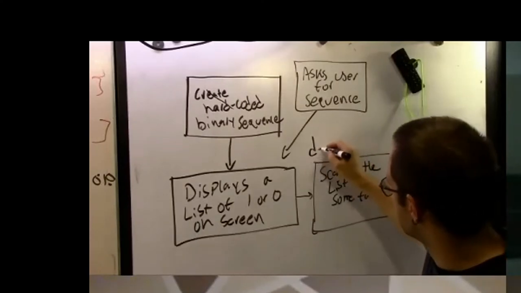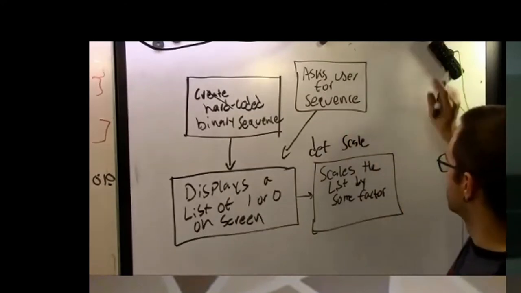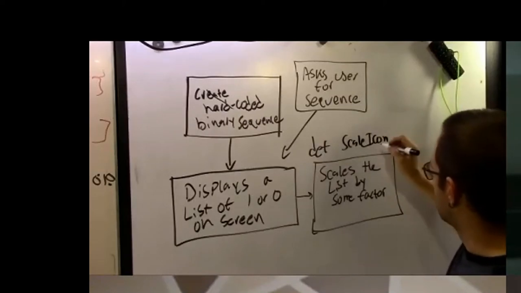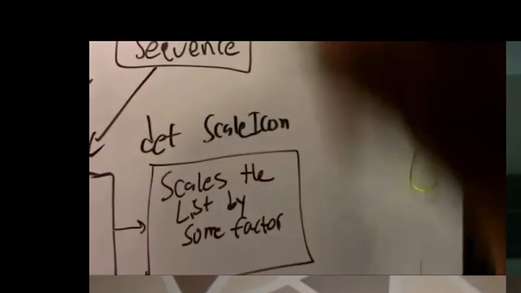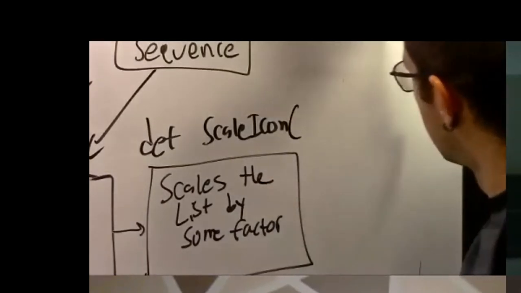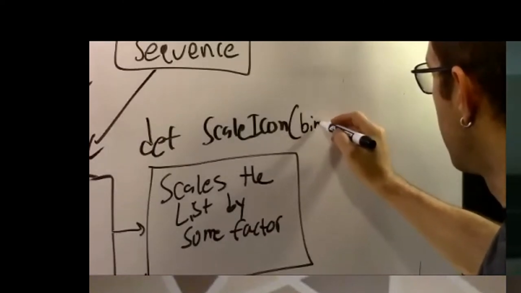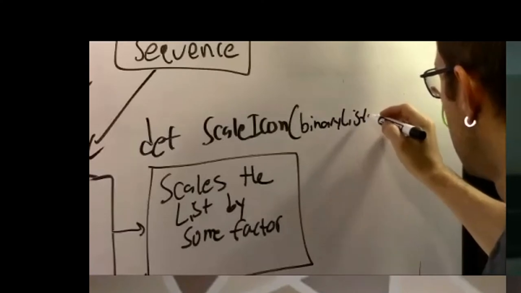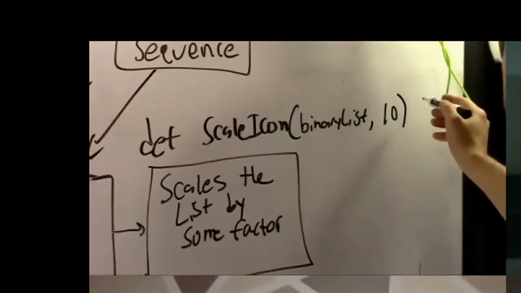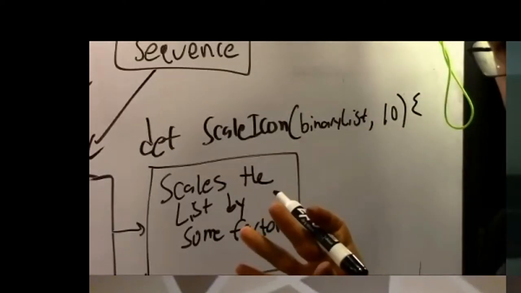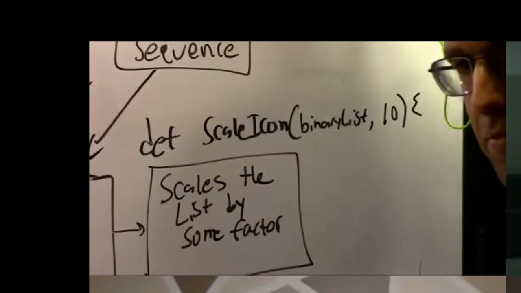So I'm imagining a function like def scale_icon, in which you give it maybe two inputs. You give it a list, maybe you call it binary_list, and then you give it an integer for the scale factor. So maybe you give it 10, in which case every one will turn into a 10 by 10 grid of some character, and every zero turns into a 10 by 10 grid of spaces.